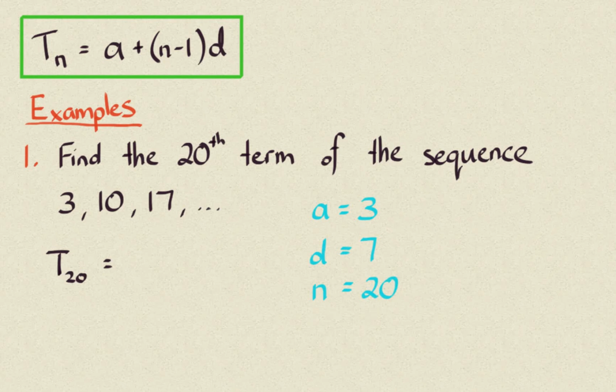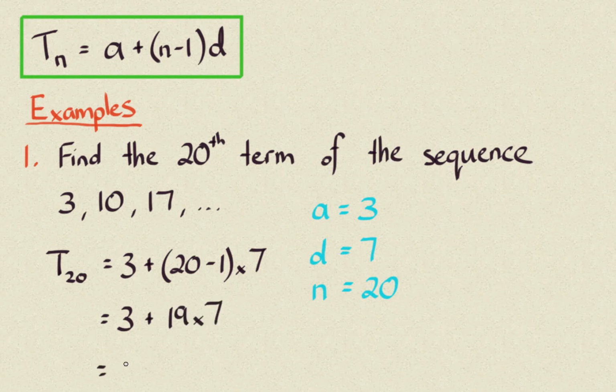Using each of these values, we can substitute them in to the equation. So we have 3 plus, now we'll do it properly, we'll go 20 minus 1, but of course you're more than welcome to say that that is 19, which we'll do in our next line, and we have D equal to 7. So 3 added on to 19 lots of 7. When we calculate this, we get 136. So this is quite an efficient way to figure out the 20th term.